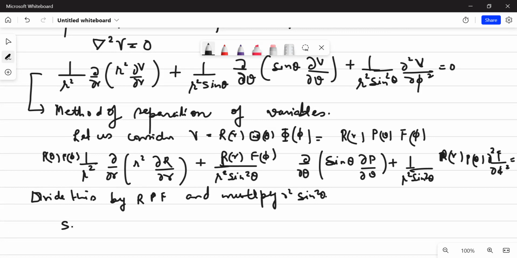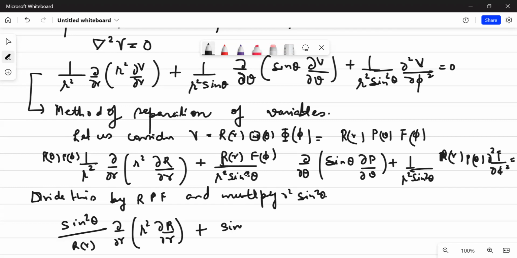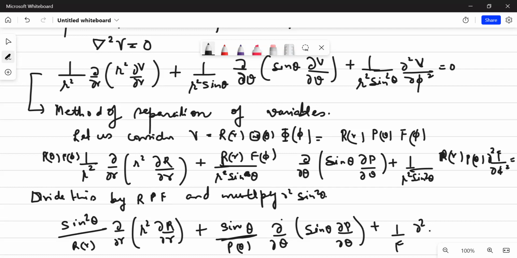I will simply get sine square theta divided by R as a function of r, and then you have del by del r of r square del capital R upon del r, plus here, this cannot be sine square theta, it has to be sine theta, right? So it will be sine theta divided by P of theta, and then you have d by d theta of sine theta del P upon del theta, and then last you will have plus 1 upon F del square F upon del phi square equal to 0.